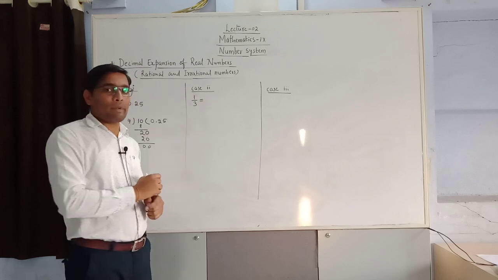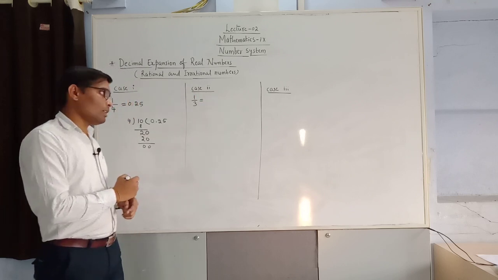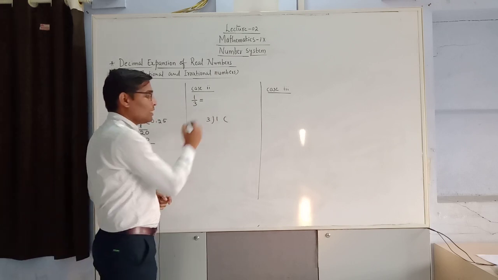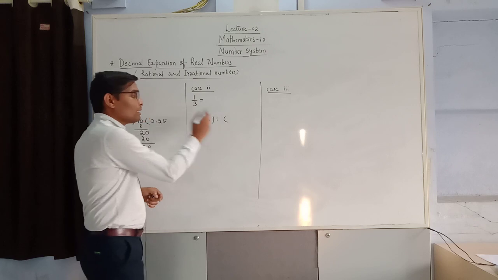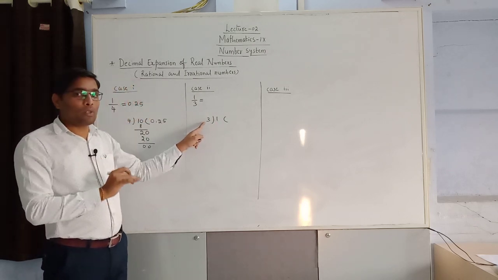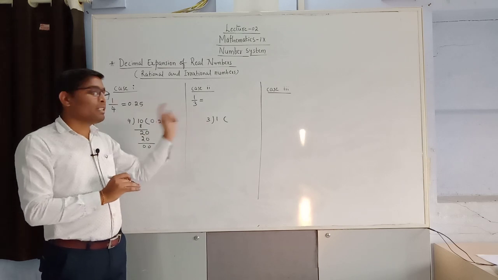Moving to case 2, let's take the number 1 by 3. Find out the decimal expansion of 1 by 3. Now that is, divide 1 by 3. Here also the dividend 1 is less than the divisor 3, so we need to do as we have done in case 1.